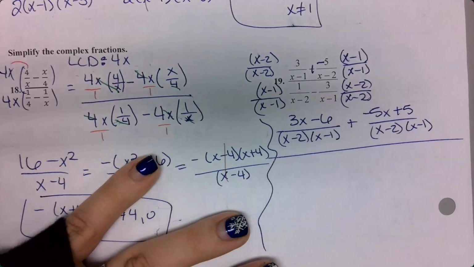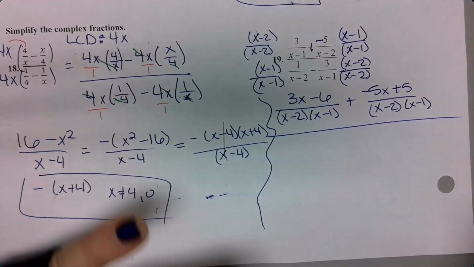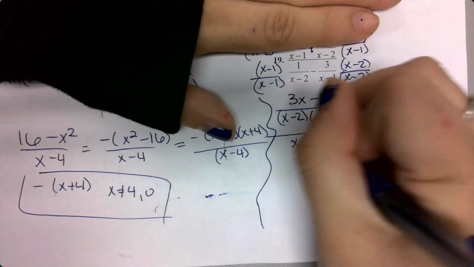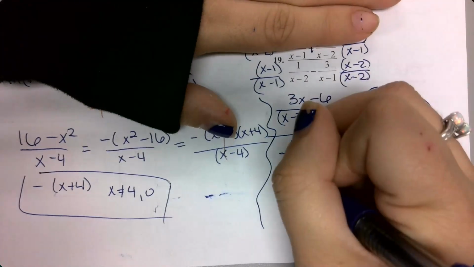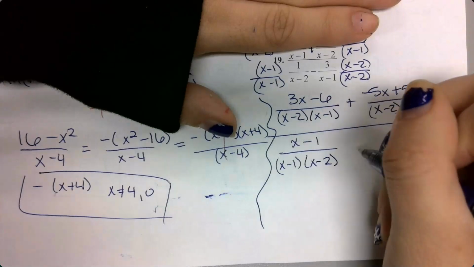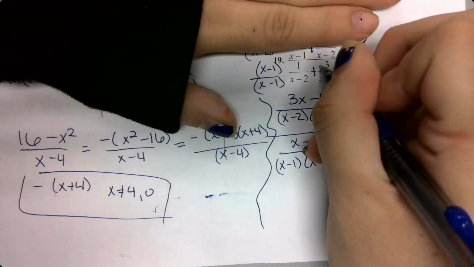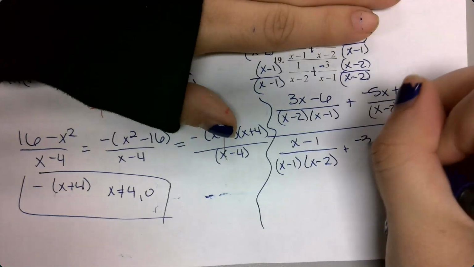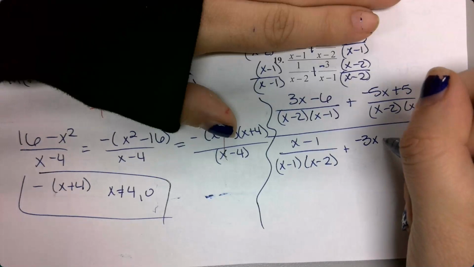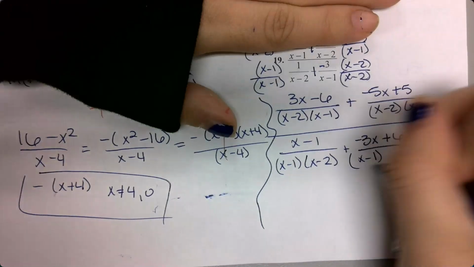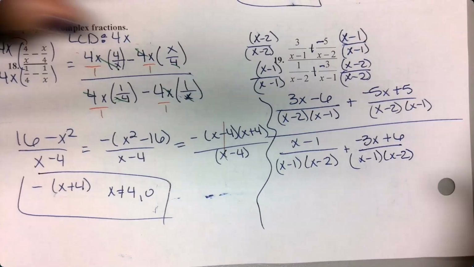Then this fraction is still over another fraction. On the bottom, I have 1 times x minus 1 is going to be x minus 1 over x minus 1 times x minus 2. Same thing, I'm going to change this to a positive and make that 3 negative. So then I'm going to distribute. Negative 3 times x is negative 3x. Negative 3 times negative 2 is positive 6 over x minus 1 over x minus 2.